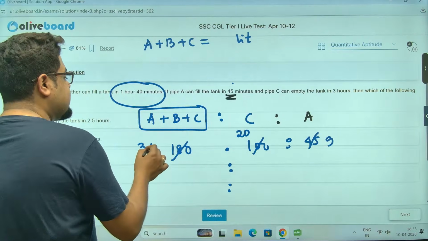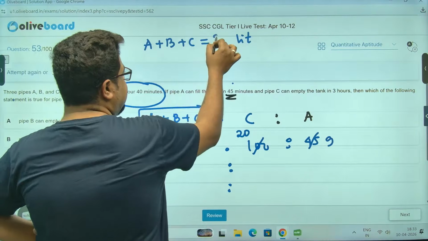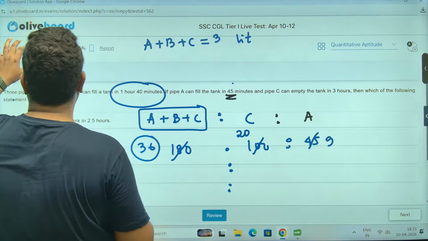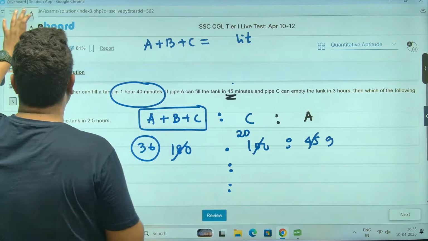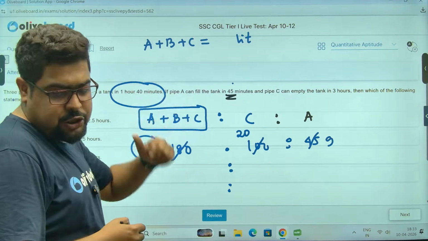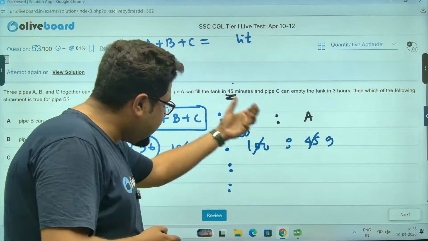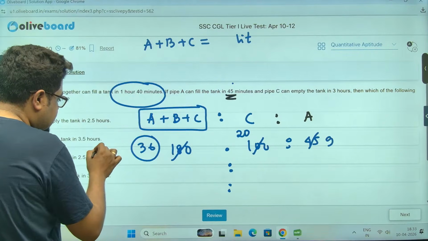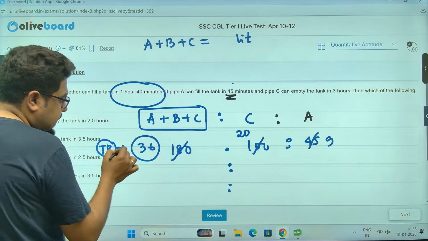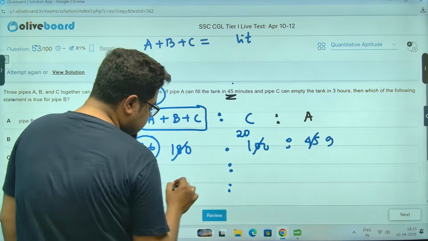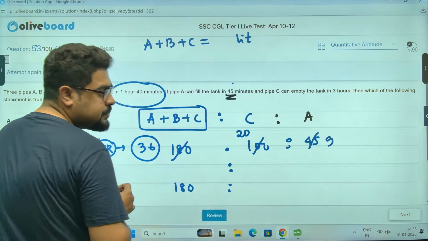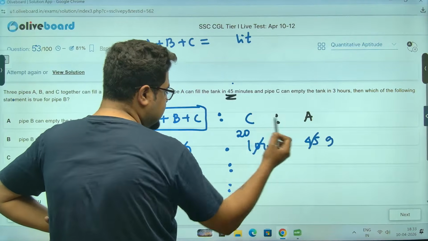So do this. This is the time ratio, right? This is given to us, time ratio. So again, find the efficiency ratio. This is TR. It will be a little calculative, no worries. Sir, instead of 36, multiply the other two. This is 180, sir. Instead of 20, multiply the other two.